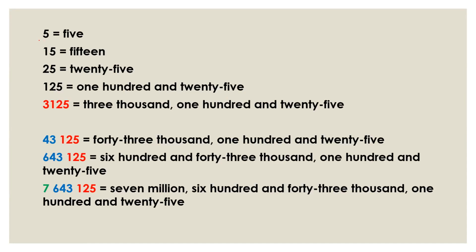This is how to write the number in words. For example, this is 5, 15, 25, 125, 3,000, 125. Okay, so don't forget here you have to place a comma after every third digit.